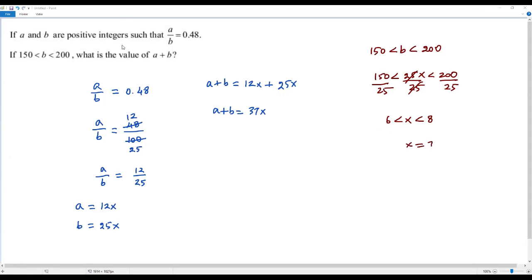Now we got the value of x. We can plug in 7 for x to get the value of A plus B. So A plus B equals 37 times 7. When I multiply 37 by 7, I am getting 259. Here I got the value of the expression A plus B. So the value of A plus B is 259.